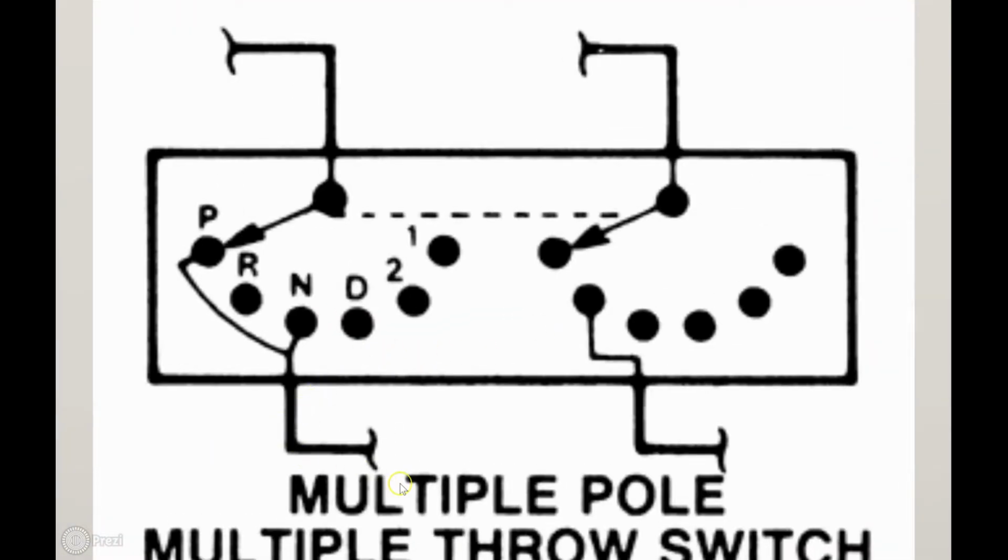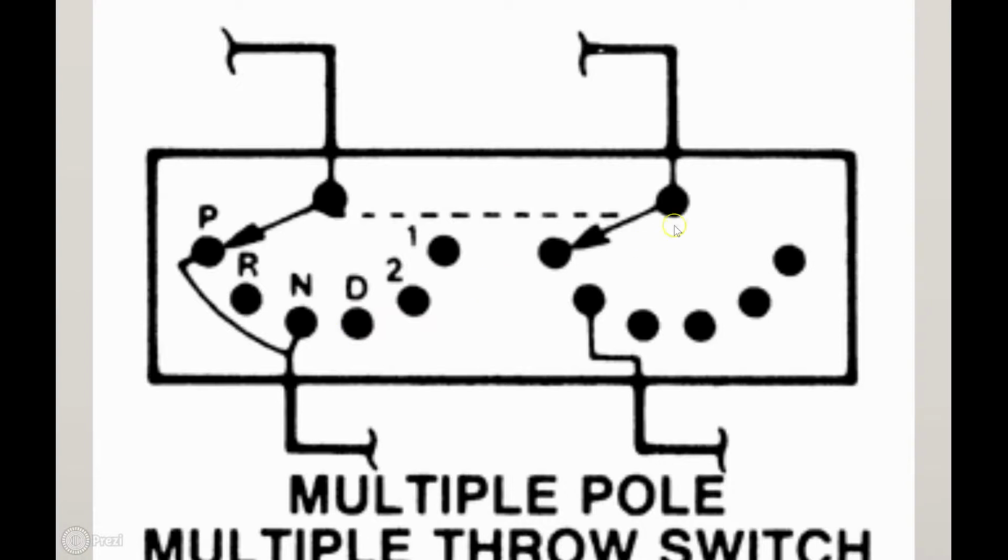Another switch is the multiple pole, multiple throw switch. It's pretty obvious what this one is. This is your shifter switch. Current will flow in here and goes to whatever position you're at. So if you're in reverse, current would flow to reverse, and then it would have another wire coming over here, probably going to your reverse lights. Or you might have one coming down here to neutral or drive to tell the vehicle some other things to do. So multiple pole, multiple throw switch.